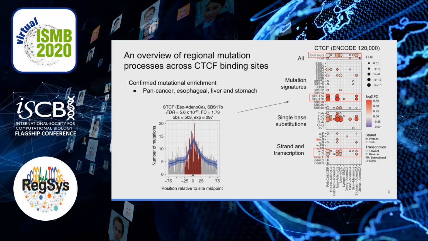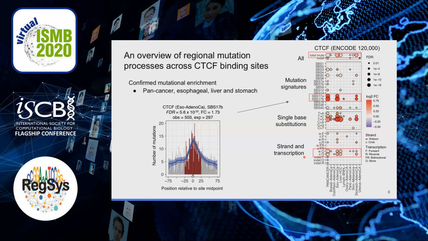Finally, at the bottom, we consider the strand, either Watson or Crick, as well as the transcription direction, either forward, reverse, bidirectional, or none. And so an interesting result is that the intergenic mutations, so on both the Watson and the Crick, so both the sense and the antisense strand in these non-transcribed regions, show an enrichment of mutations, which is particularly strong in pan-cancer, again, esophageal, liver, and stomach adenocarcinoma.